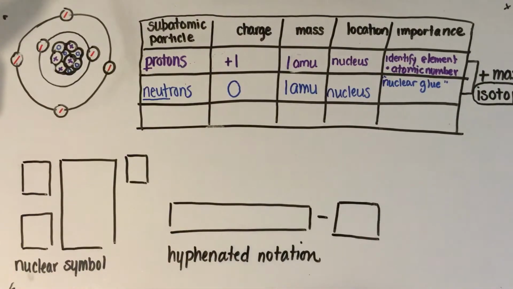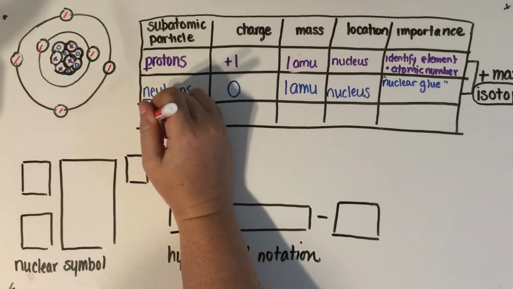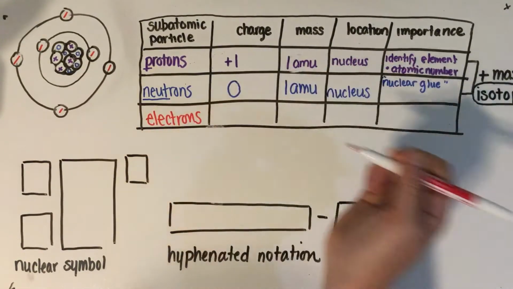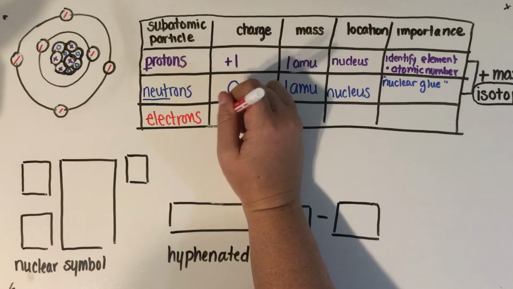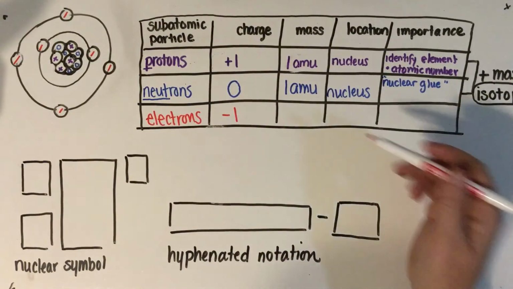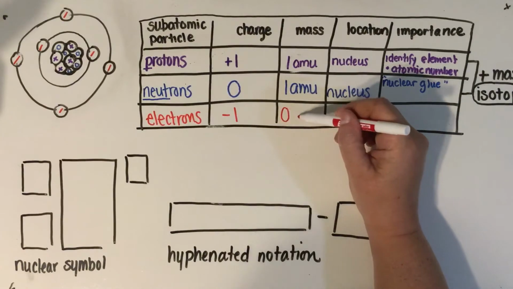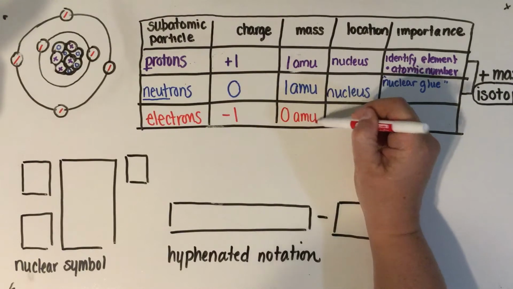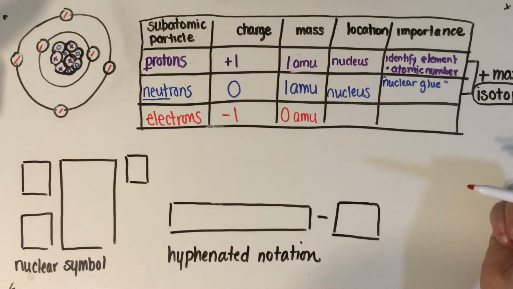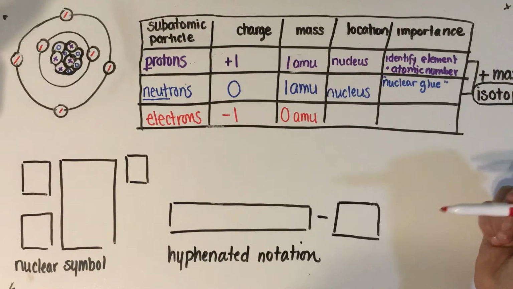The last type of subatomic particle that we have here are the electrons. The electrons are the negative particle. They have a charge of -1. They actually have a mass of 0 AMUs. And that's not to say that they don't weigh anything at all. They do have a mass. It's just so super teeny tiny that really it's negligible.